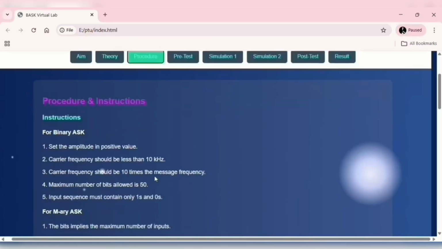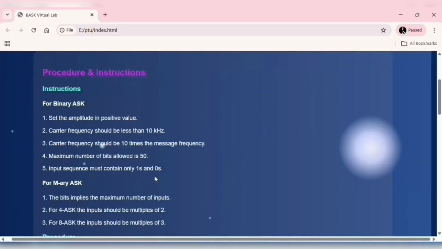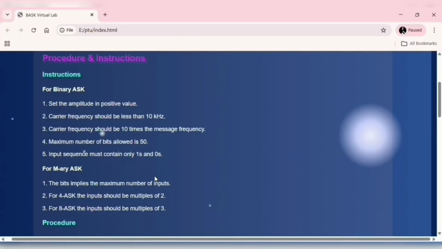Before running this simulation, the following instructions are to be followed. First, the amplitude must be assigned a positive value. Second, the carrier frequency should be less than 10 kHz. Third, the carrier frequency should be much higher than the message frequency, typically around 10 times greater. The maximum number of bits allowed is 50 and the input sequence must contain only binary values, that is zeros and ones. For higher order ASK such as M-ary ASK, the input bits must follow the required grouping formats.